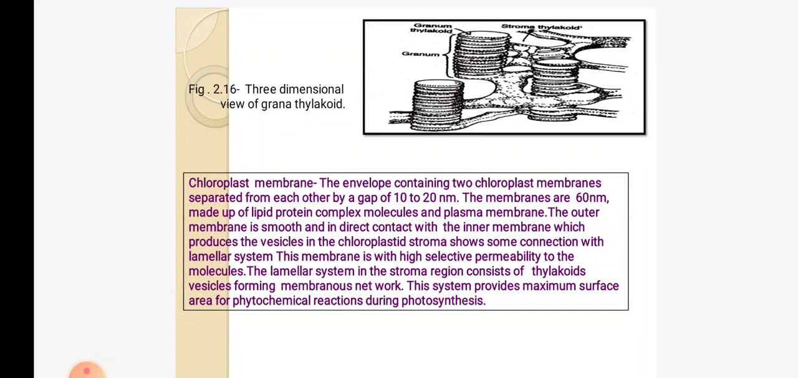The outer membrane is smooth and in direct contact with the inner membrane which produces the vesicles. This membrane has high selective permeability to molecules. The lamellar system in the stroma region consists of thylakoids, vesicles forming a membranous network. This system provides maximum surface area for photochemical reactions during photosynthesis.